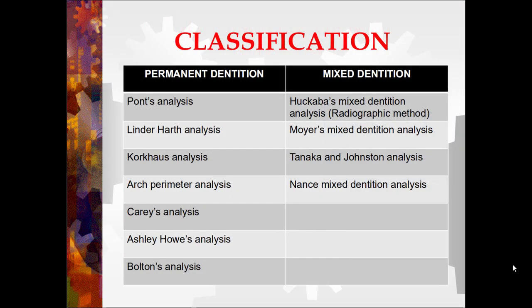It is done both in permanent as well as in mixed dentition. For permanent dentition, analysis are Pont's analysis, Linder-Harth analysis, Korkhaus analysis, arch perimeter analysis, Gary's analysis, Ashley-Howe's analysis, Bolton's analysis. In mixed dentition, Hixon-Oldfather's mixed dentition analysis, also known as the radiographic method, Moyers' mixed dentition analysis, Tanaka and Johnston analysis, Nance mixed dentition analysis.